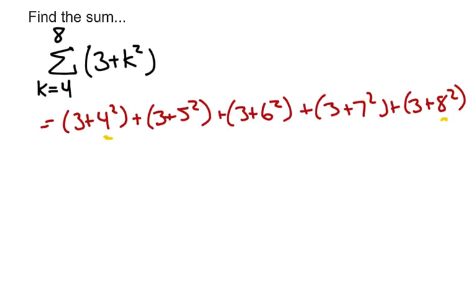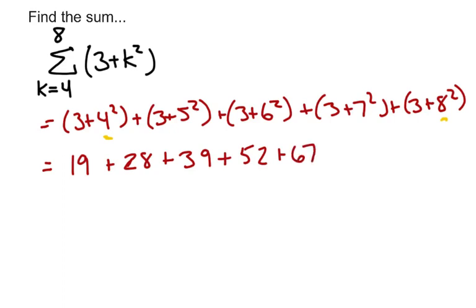Now we just find out what each of these terms are and add them all up. So 3 plus 4 squared is 19. 5 squared is 25, so 28. 36 plus 3 is 39, 49 plus 3 is 52, and 64 plus 3 is 67. Now just add them all up, and we get 205. Right? So using sigma notation, we just start with that smallest number and plug it in and keep working our way up until we get to that top number.